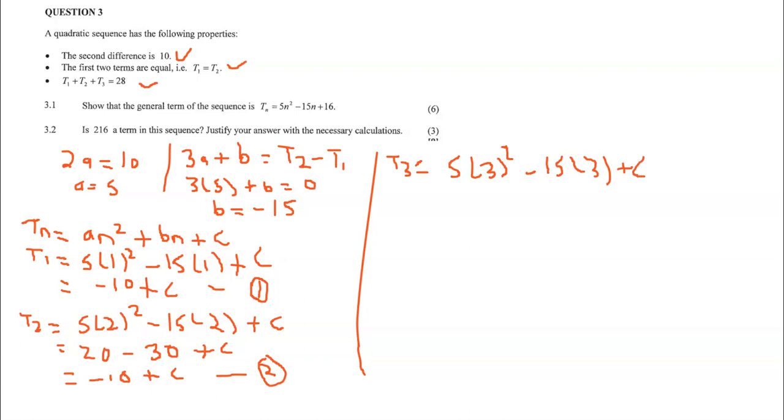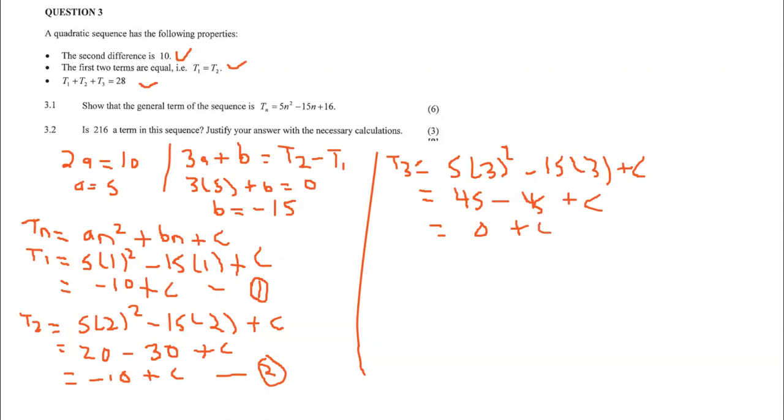So now again, let's simplify the numbers. 3 squared will be 9. 5 times 9 will be 45. 5 times 9 will give us 45 minus 15 times 3, that will give us 45, so that will give us 0. Then plus c. So basically I'm left with 0 plus c as my T3. This actually works very well for me, so I'm basically left with only c here.